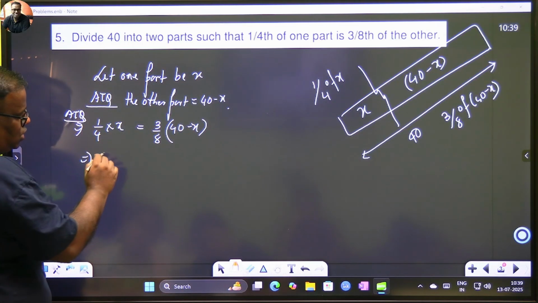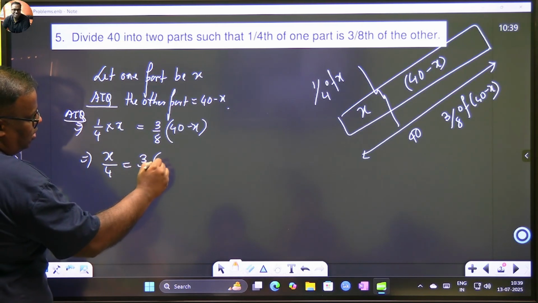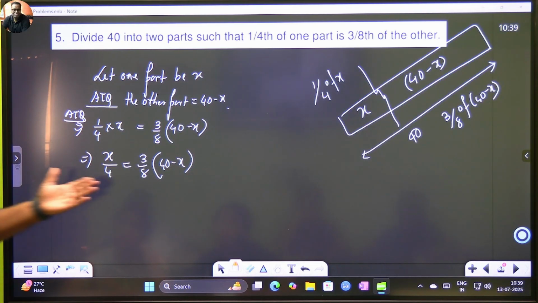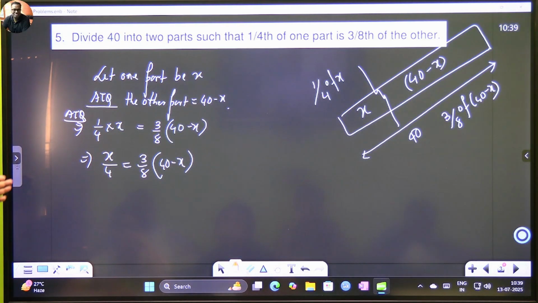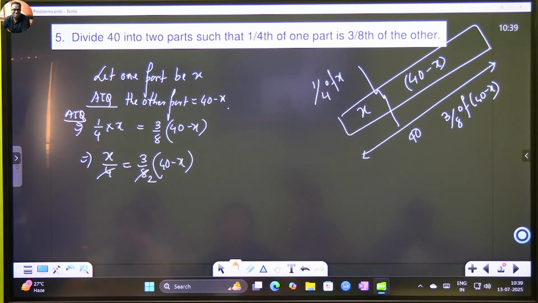Now see how to solve these problems. Wait. There are tricks to solve this problem. 40 minus x. Now don't start simplification. Look here. How to solve questions quickly. Multiply, right? 4 can easily strike off 8 as 2.